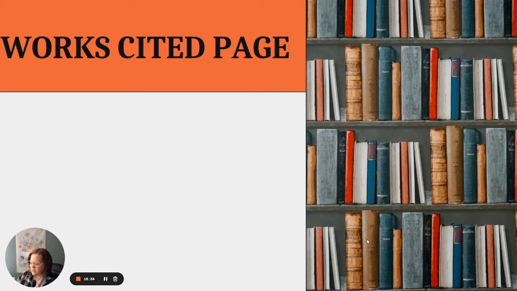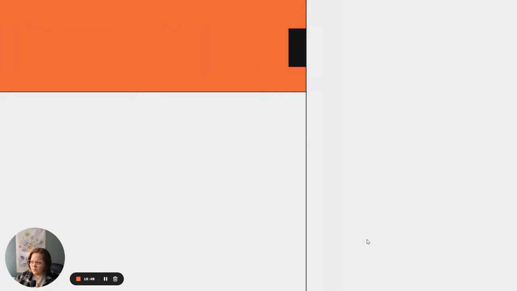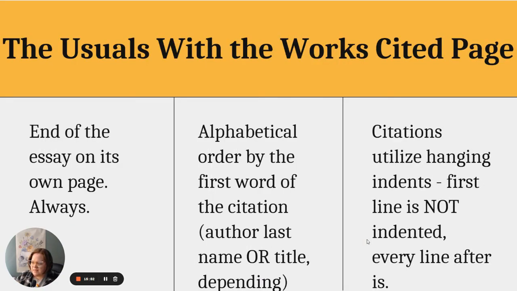Oh, the works cited page. This one is a little bit more difficult to deal with. There's a lot of buts with works cited pages, but we'll get through this. So for your works cited page, it is the end of the essay on its own page, always. So your essay ends on page 3, page 4 is your works cited page. It is going to be in alphabetical order by the first word of the citation. So your citation either has an author to it or a title. If there's no author name, you will always use the title.